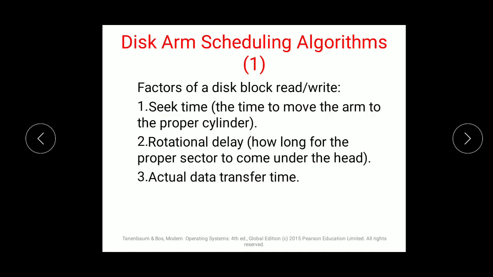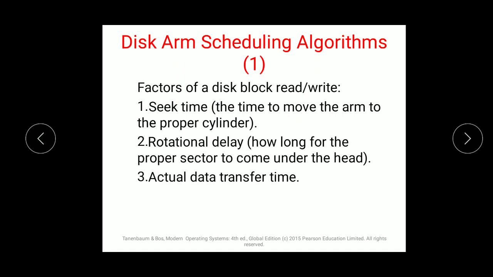Disk arm scheduling algorithm. Now, for disk scheduling you have a number of algorithms. The first one is the disk arm scheduling algorithm. It has seek time, rotational delay and actual data transfer. We'll see that. Firstly, we have to consider how long it takes to read and write a disk block. So how do we calculate the time required for the disk to rotate, to read and write? The time required is determined by considering three factors.